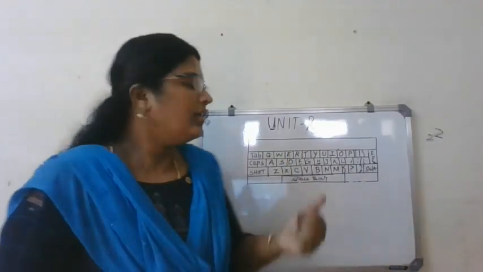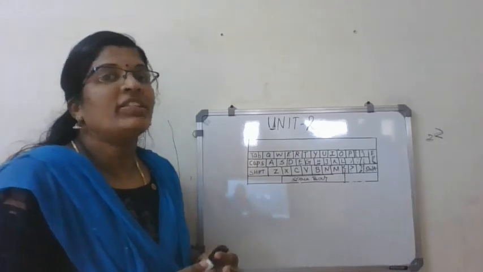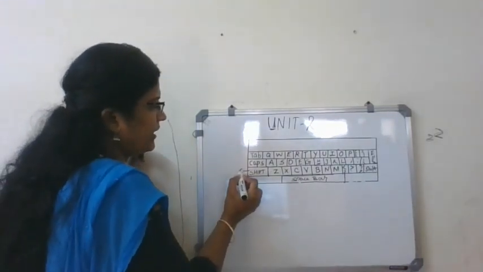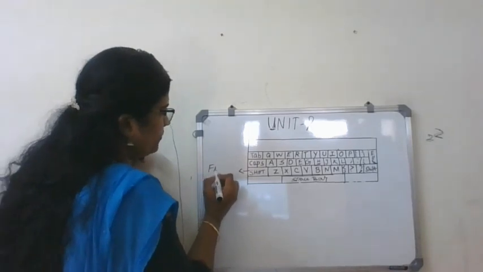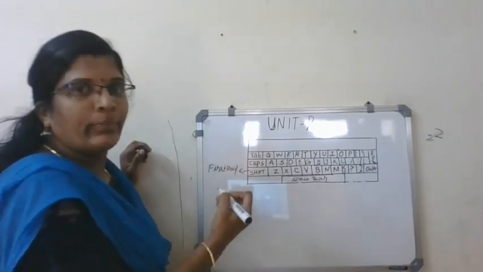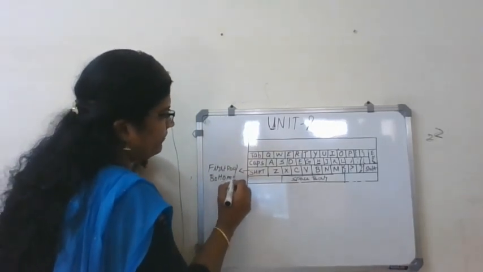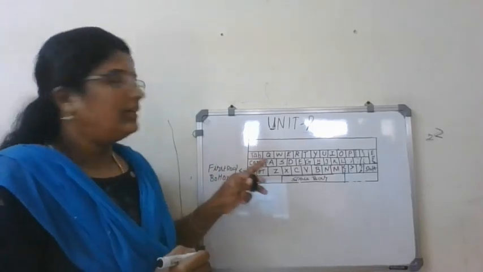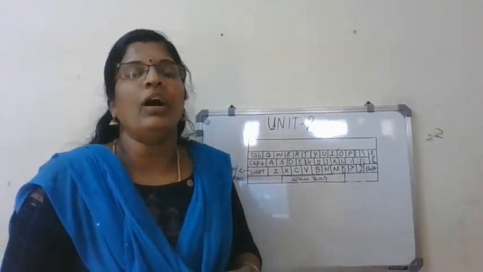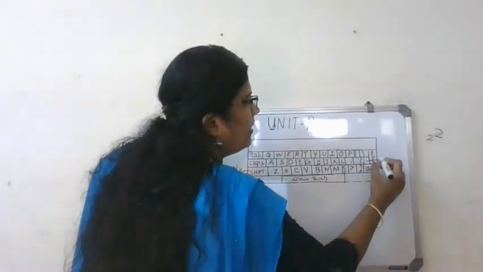Okay, so here you can see the alphabets are in three rows, right? So which is the first row? This is the first row. We call it first row or bottom row. Then this is the second row. We call it second row or middle row.